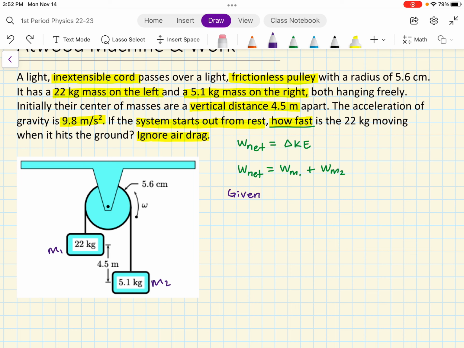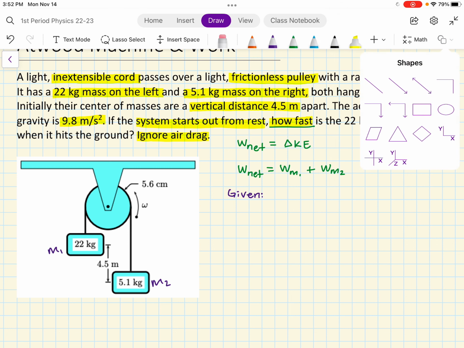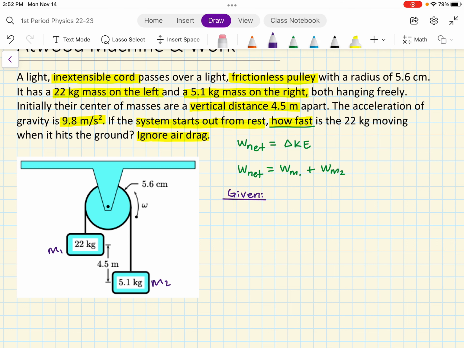Okay. Now let's write down the given. Let me make that line a little better. There you go. So we have mass 1, 22 kilograms, mass 2, 5.1 kilograms. We have a distance of 4.5 meters.